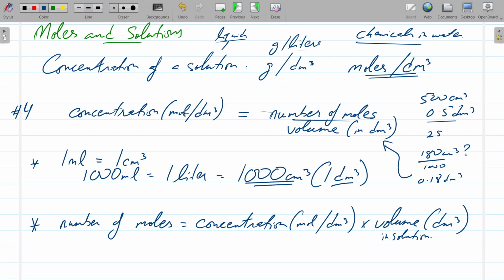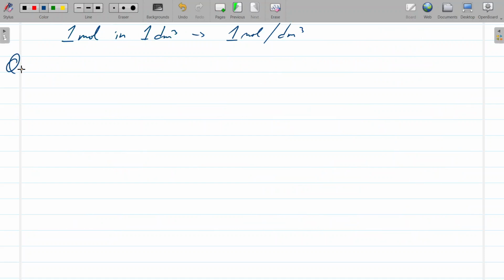Also on a side note, well, not a side note, very much on the front note. If you have, for example, 1 mole of a substance in 1 liter or 1 dm cube, then the concentration will be 1 mole per dm cube. And similarly, so what we're doing over here. But let's take a look at that in terms of solving problems.